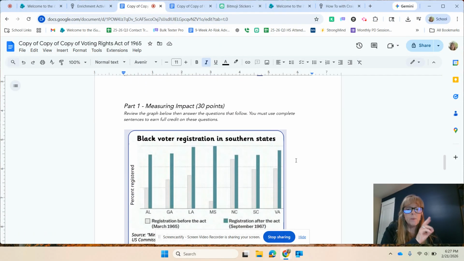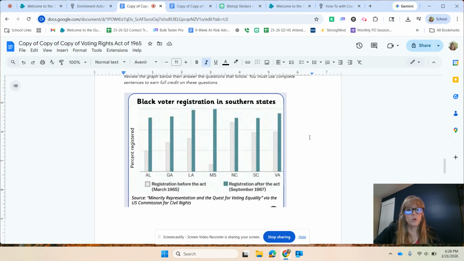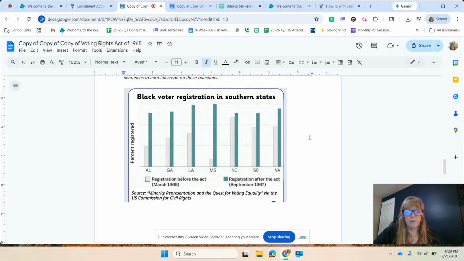Now, there are a couple parts to this assignment. Now that you've read all that information, it's time for you to get involved. Measuring Impact is worth 30 points. I want you to look at the graph, and then you're going to answer the questions that follow. You also need to complete this in full sentences to earn full credit. If you don't, then you're going to get partial credit.